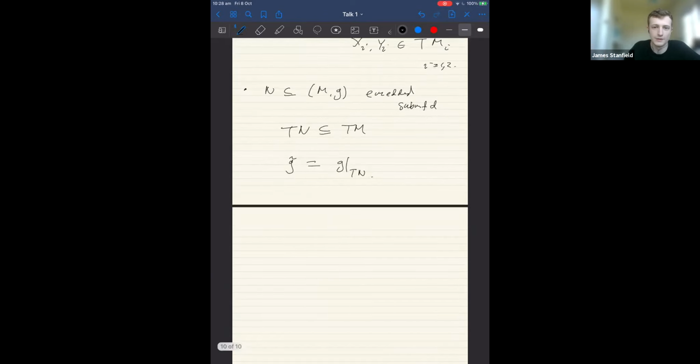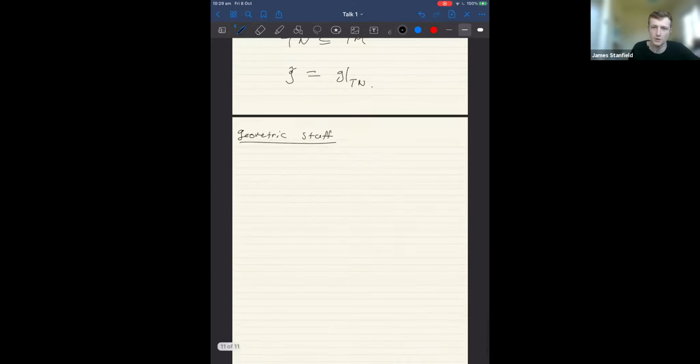I'm going to construct one more example, but first I'm going to take an interlude and look at some geometric stuff, because it will be important when we dive into looking at the Ricci flow to see how these objects evolve. So actually, maybe I'll stop real quick and see if there are questions. All right, cool. So geometric stuff.